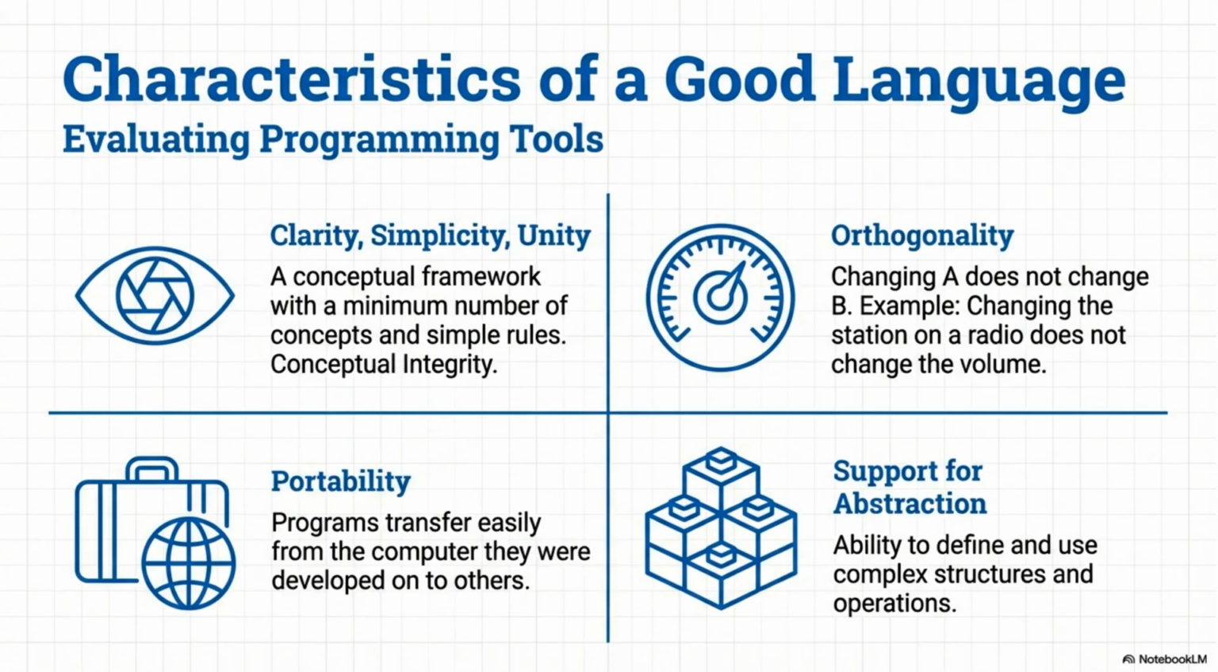Characteristics of a good language include clarity, simplicity, and unity for conceptual integrity. Orthogonality means changing one element doesn't affect another. Portability allows programs to transfer easily. Finally, support for abstraction enables the definition and use of complex structures.